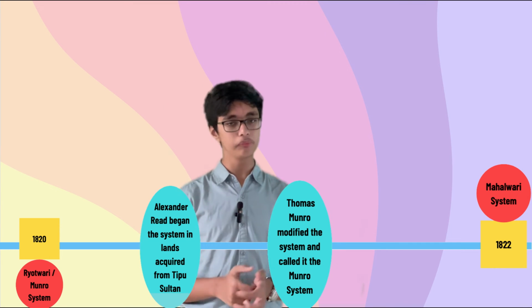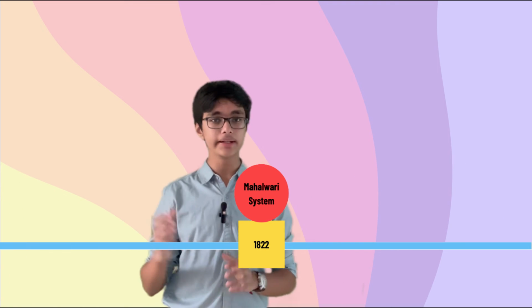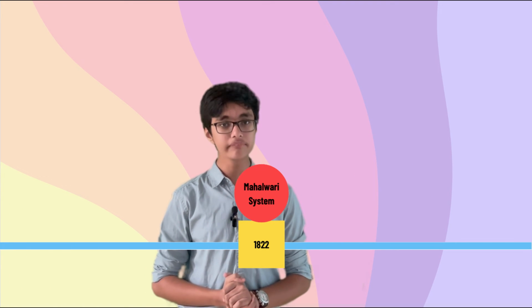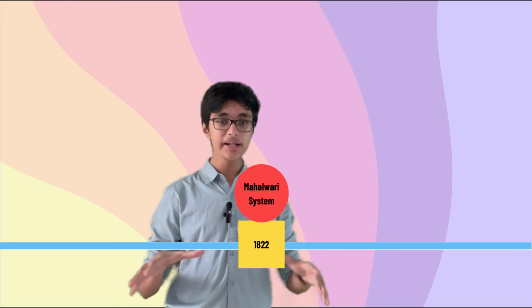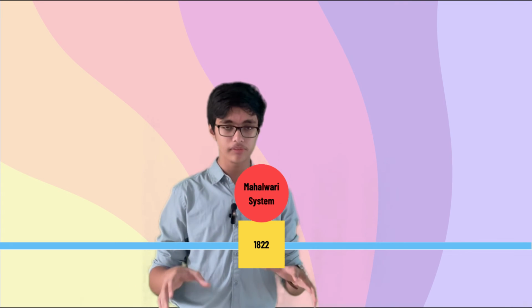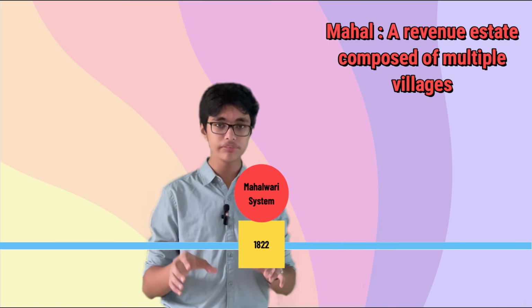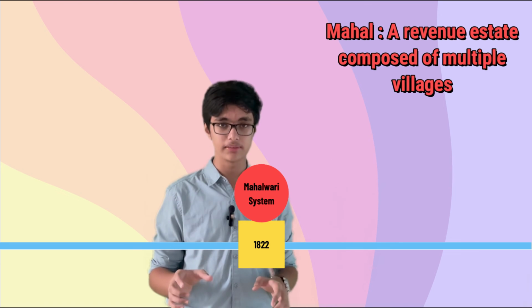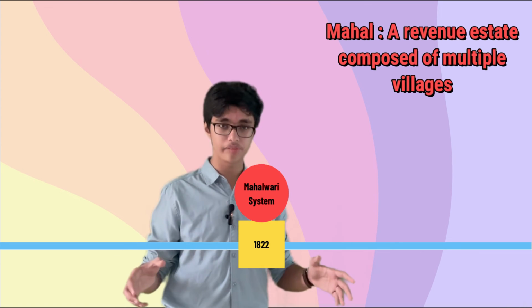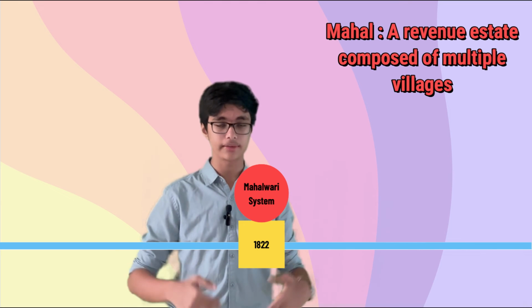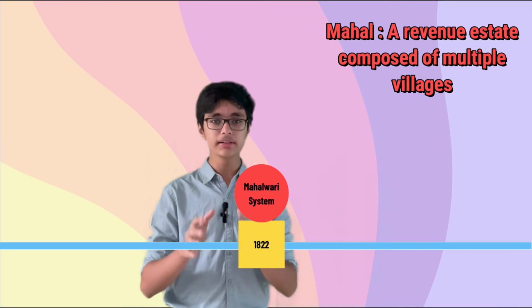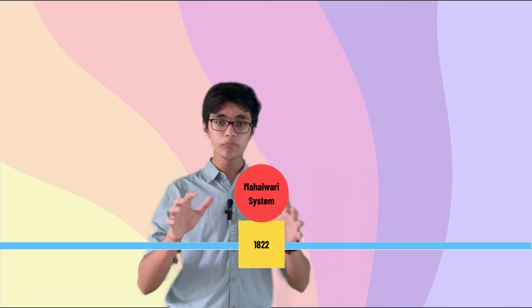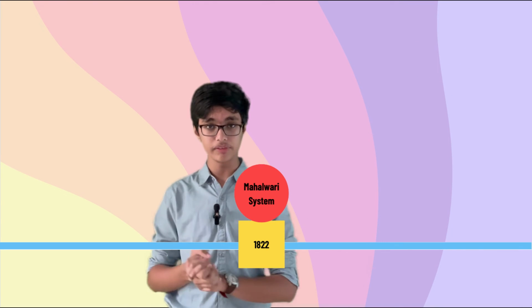If in southern India there was the Rayatwari system, in northern India there was another system which went by the name of the Mahalwari system. Basically, it divided land on the basis of mahals, and a mahal in British times was a revenue estate, which was sort of a district, you could say, from which revenues would be collected. So that was the concept of a mahal. This system divided the land into mahals, and revenue would be collected from these mahals.